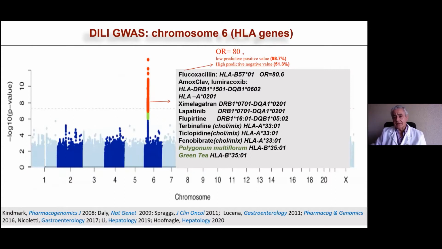During the last years, GWAS studies have identified several HLA class 1 or class 2 alleles and haplotypes that are associated with the risk of hepatotoxicity with several drugs. Sometimes drugs that are very different in mechanism of action or in chemical structure are sharing the same allele or haplotype, such as, for example, the case of amoxicillin clavulanate and lumiracoxib, or the HLA class 1 A3301 for terbinafine, ticlopidine, or fenofibrate. And also, an HLA class 1 allele has been recently associated with the risk of hepatotoxicity with Polygonum multiflorum or green tea.